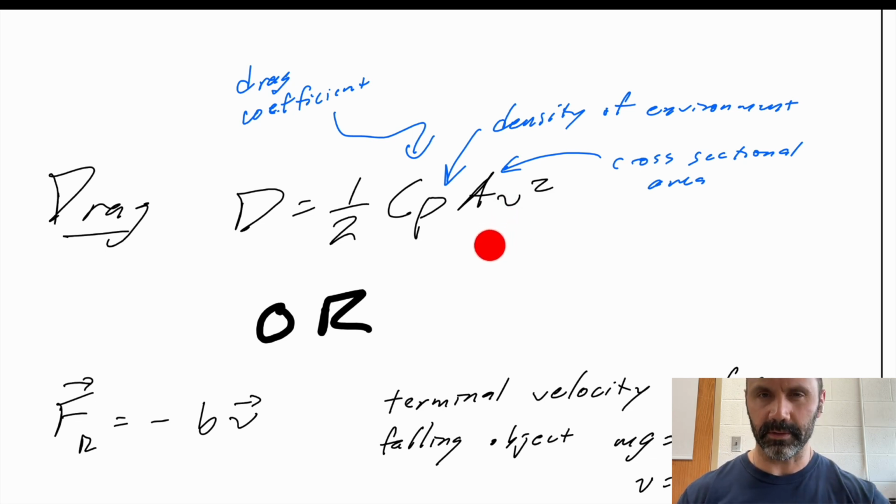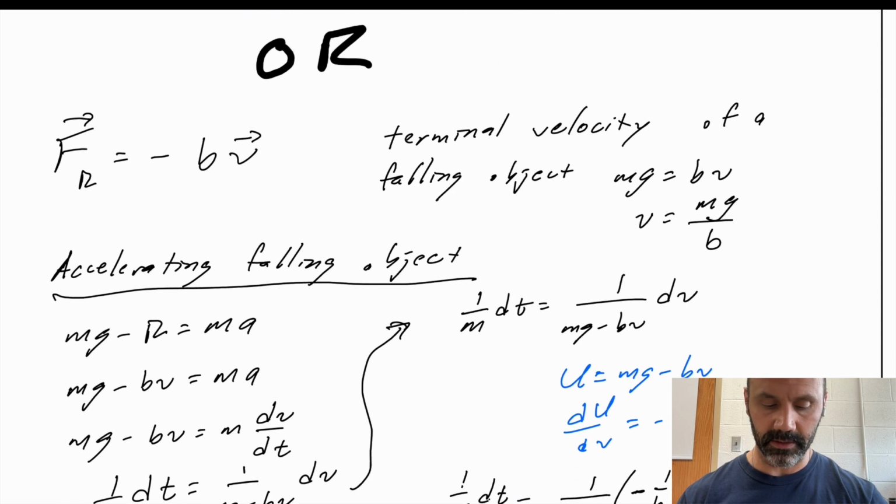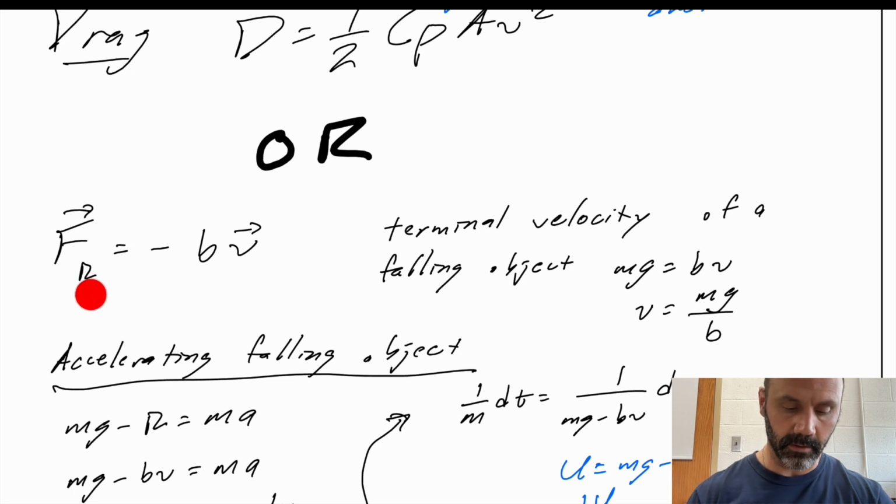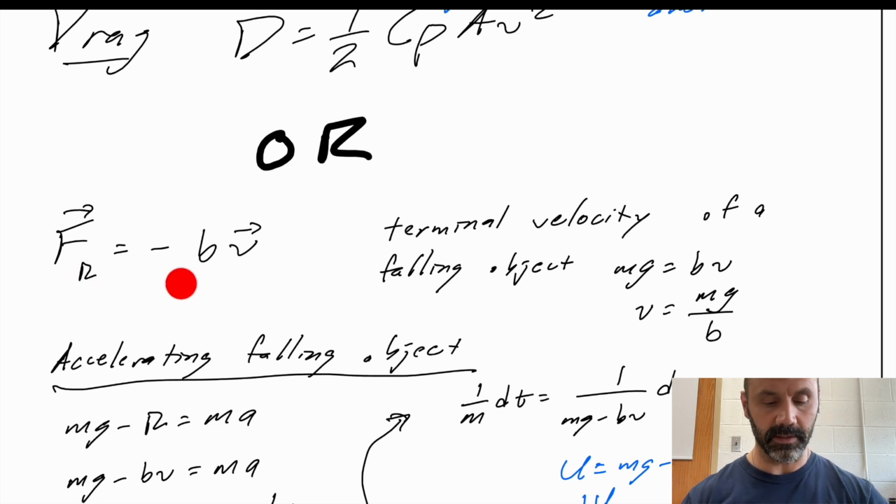That's in some turbulent systems, high velocity, but most often what you're going to see is this type of thing, where the resistive force is negative bv, where b is some constant and v is the velocity. So it's negative because the force is in the opposite direction. The resistive force is in the opposite direction that the velocity is.